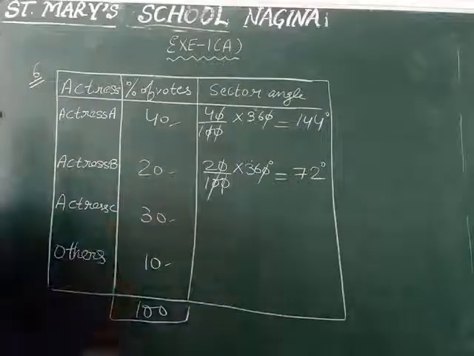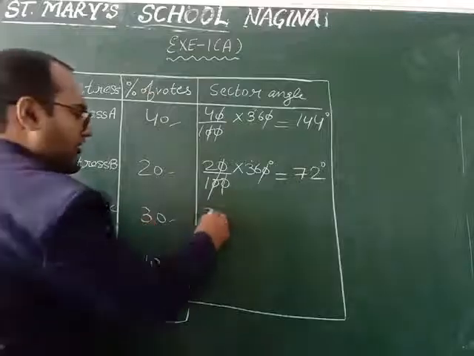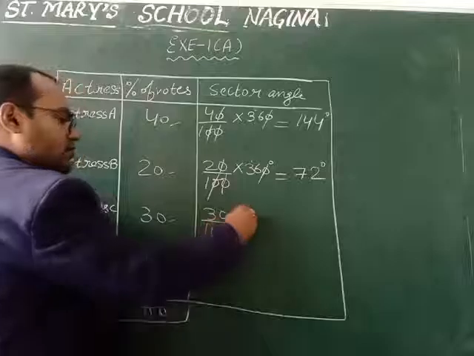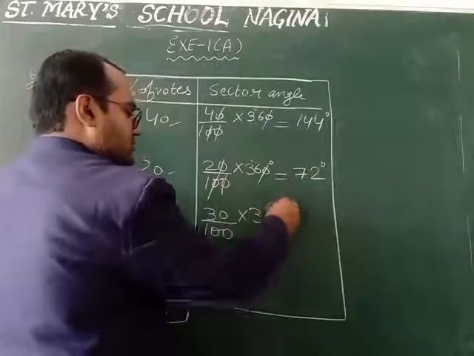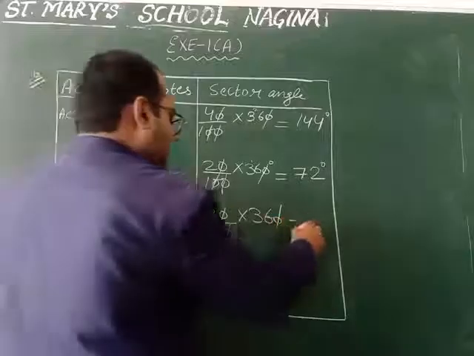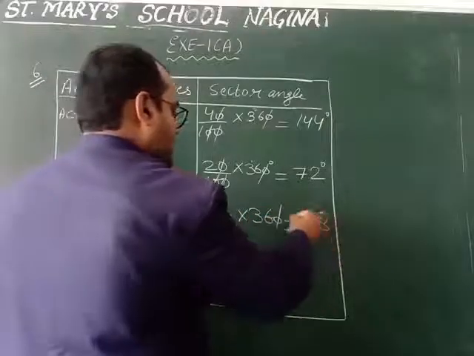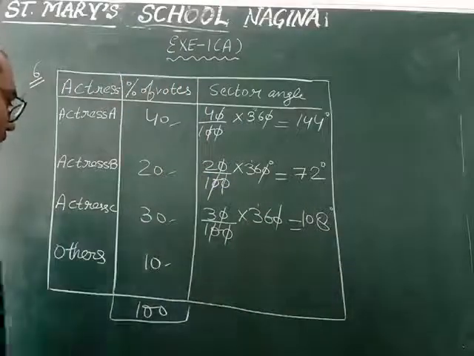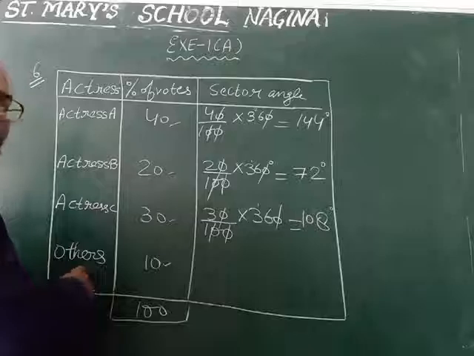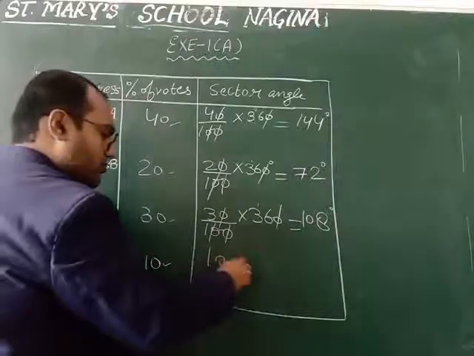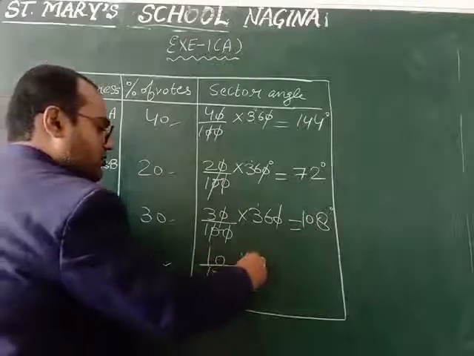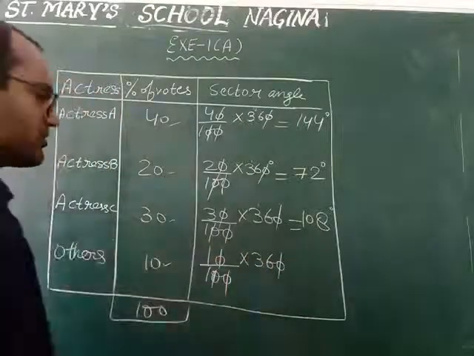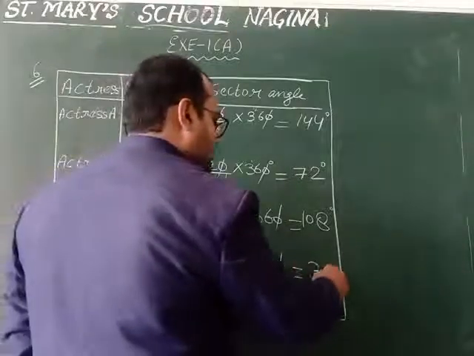Now actress C, sector angle we have to find. So this value we have to take in the numerator. Total percentage of votes 100 multiply 360. 0 will get cancelled. On multiplying we will get 108. 108 degree we will get. Now sector angle for others we will find. So 10 value we have to take in numerator. Total value 100 into 360. 0 will get cancelled. Again 0 will get cancelled. So on multiplying it we will get 36 degree.